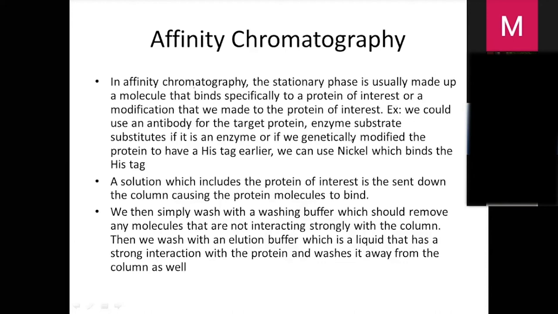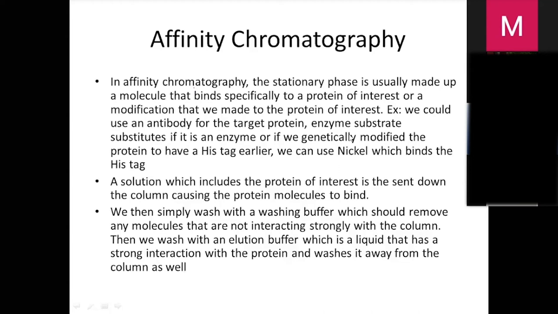Okay. So once we get all of the protein of interest sticking to the column, we can simply wash it with a washing buffer, which should remove any molecules that are not interacting strongly with the column. So the washing buffer is kind of, I guess, like a weak liquid, if you want to think about it that way. That's not the exact proper terminology, but it will remove anything that has a weak interaction with the column. So if the antibody is very weakly bound to some other protein that we don't care about, it'll get rid of it. Meanwhile, if the antibody has a strong interaction with the protein of interest, it won't wash away because it's too strong for the washing buffer.